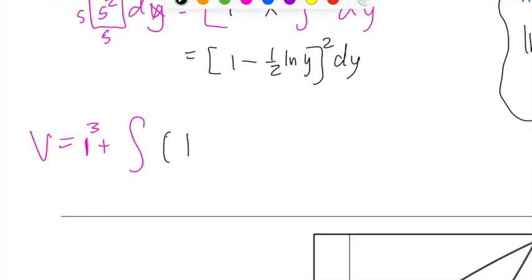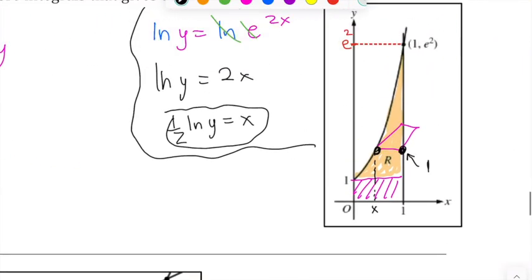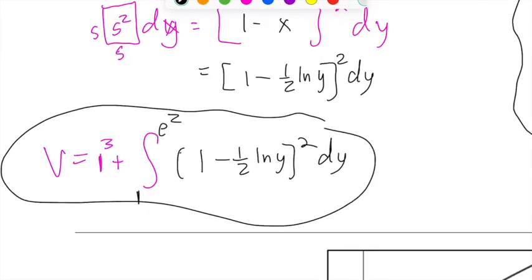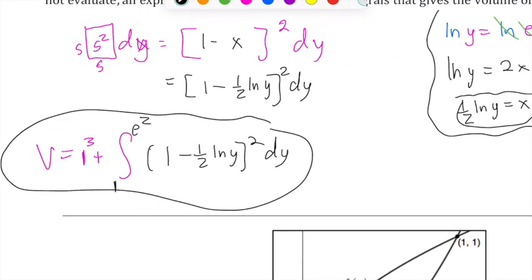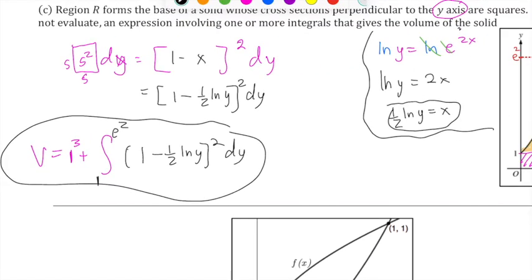So our integral is going to be 1 minus 1/2 log of y, squared, dy. We just need to figure out the boundaries. And what are our boundaries for y? We're integrating from 1 to e squared. And that is the integral setup. If you wanted to, you could type this into the calculator and solve. So it's a little tougher because we had to convert to y. And that's all 3 examples.